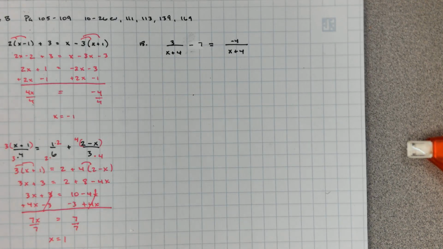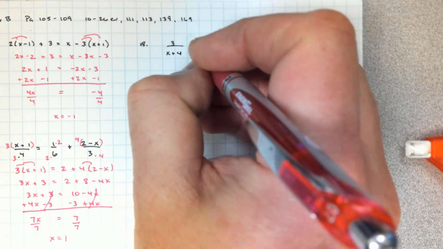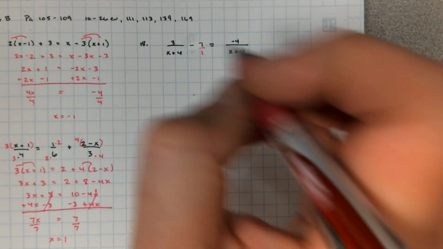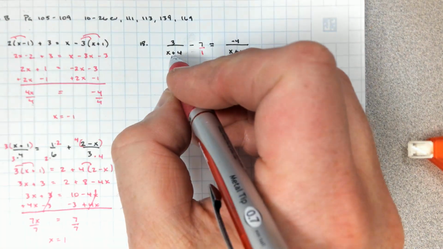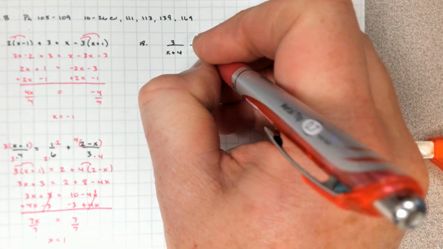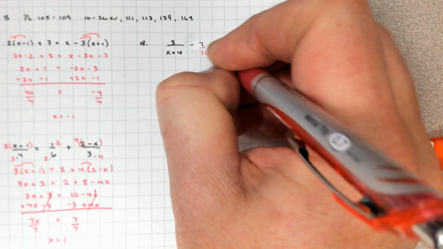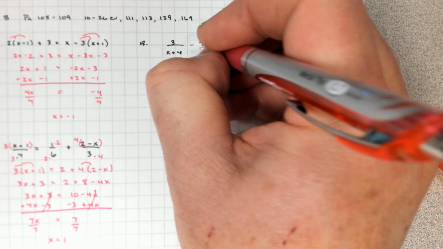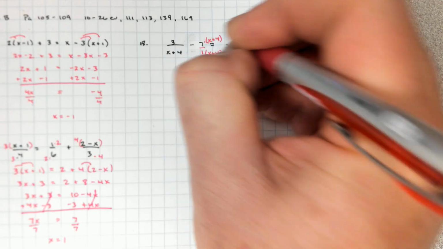Alright, we're going to move on to number 18. And so for number 18, the first thing I'm going to do is give that a denominator. And I see x plus 4, I see x plus 4, I see a 1 here. I'm going to multiply this by x plus 4 to make it a common denominator. So I have to multiply the numerator by x plus 4 as well.